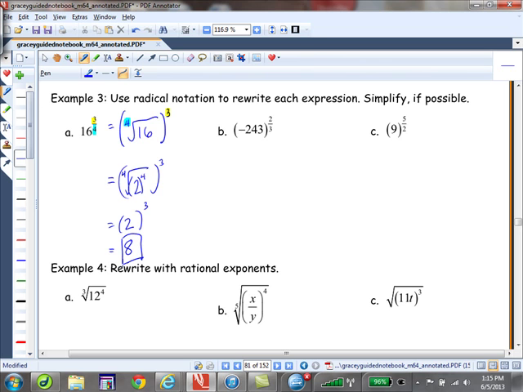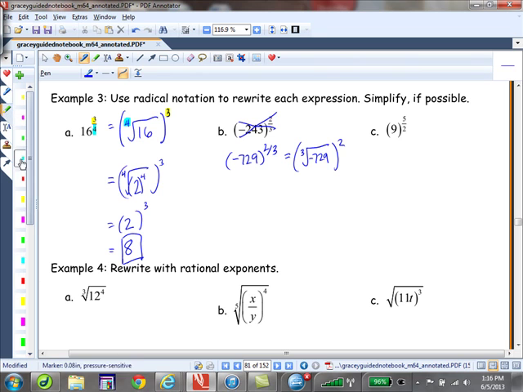Now, part B, this one I have a wee bit of a typo. So what we're going to change this problem just a little bit, and we're going to rewrite this as negative 729 raised to the 2/3. So when we do this one, it turns out that negative 9 cubed is 729. So I'm going to write it the same way. I'm going to say the cube root of negative 729, all that squared.